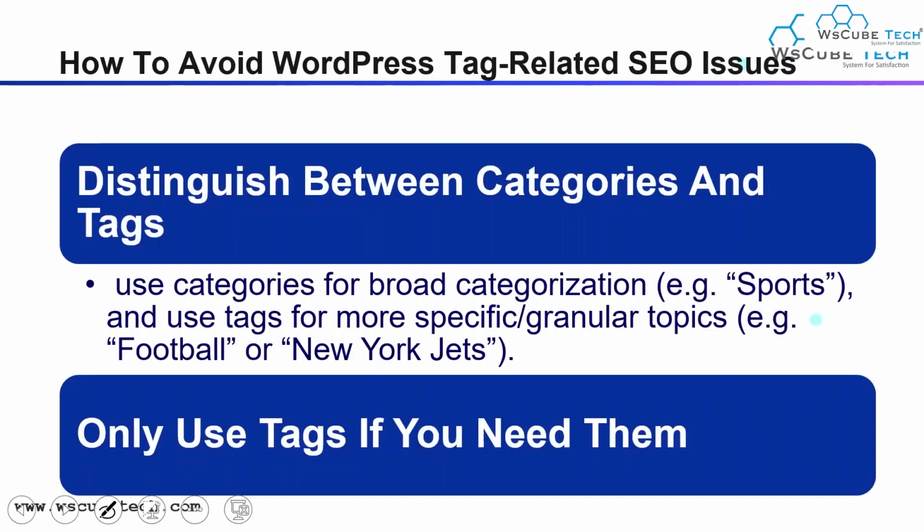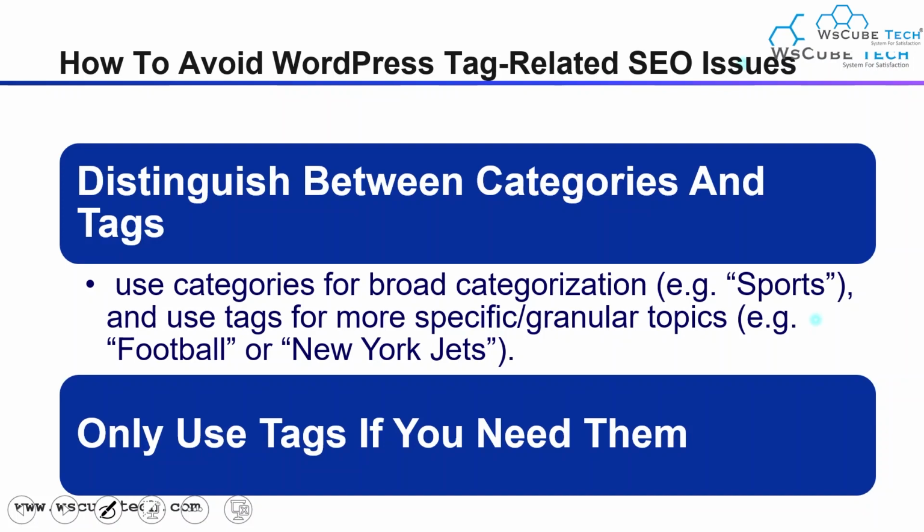Next is how to avoid WordPress tag related issues. Distinguish between categories and tags. You can use categories for broad categorization, for example, sports, soap, and use tags for more specific things, that is football or New York Jets. So this is the more specific of your sports. So this is known as category and tag. Only use tags if you need tags.